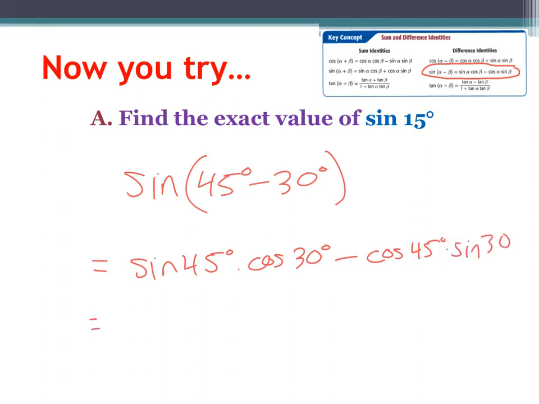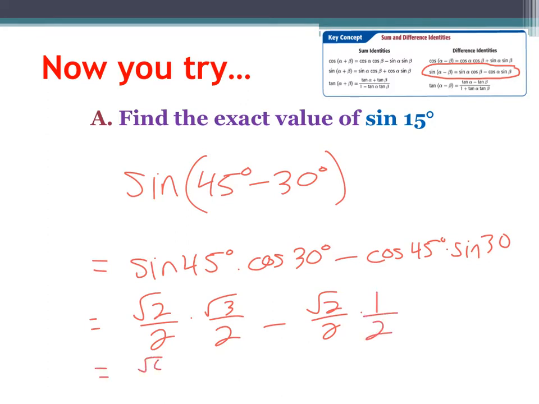And if we look on the unit circle, the sine of 45 is square root 2 over 2. The cosine at 30 degrees is square root 3 over 2. Cosine of 45, square root 2 over 2. Sine of 30 is 1/2. And so if I multiply these across, you end up getting square root 6 over 4 minus square root 2 over 4, which ends up being square root 6 minus square root 2 all over 4. So there's our final answer for this one.